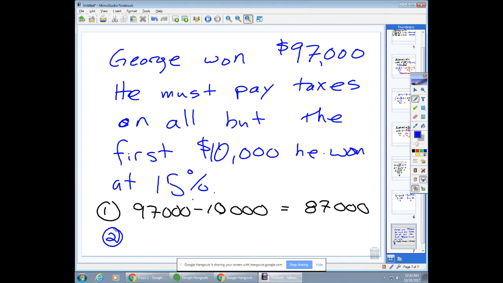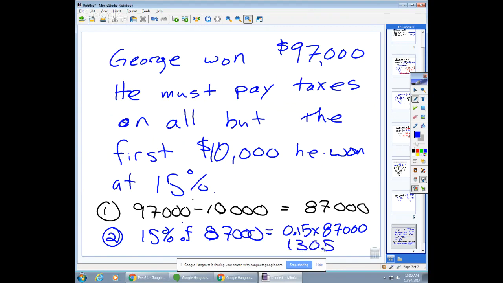What do we do with a percentage once we have a base amount? Multiply. Yeah, so we have to take 15% of that 87,000, which means we have to multiply 0.15 times 87,000. And then that's going to give us our new amount. Does anybody have that dollar amount? 13,050. There's the tax he has to pay.